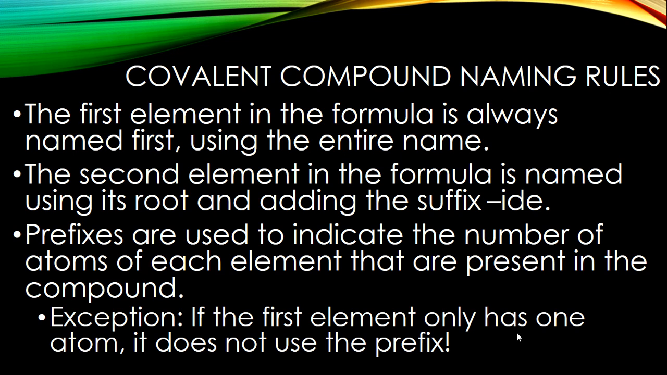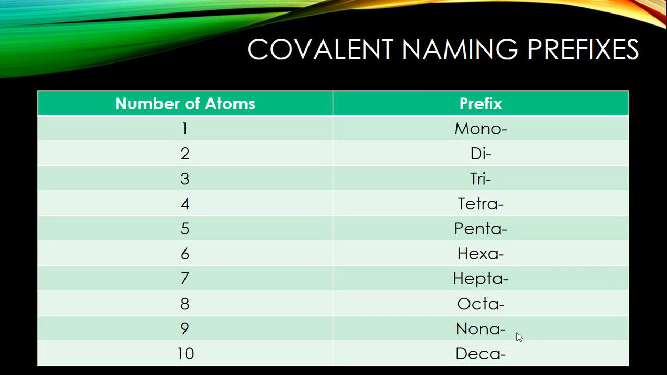All right, so when I'm talking about prefixes, this is the table that you're going to want to copy into your notes. It has the number of atoms on the left side and then the prefix that goes with it. So 1, mono, 2 is di, tri, tetra, penta, hexa, hepta, octa, nona, and deca. For the purpose of this class, we won't go above 10, but these are the common covalent prefixes that you will need. So take a moment and copy these down.